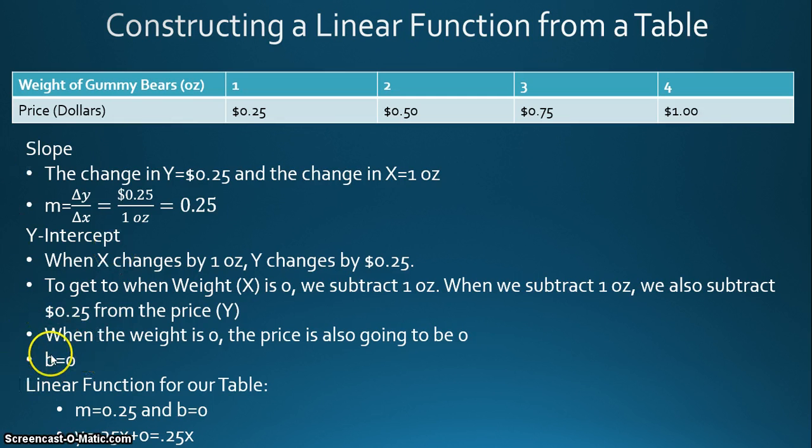So b is going to equal 0, and our equation is going to be y equals 0.25x plus 0, which is also equal to 0.25x.